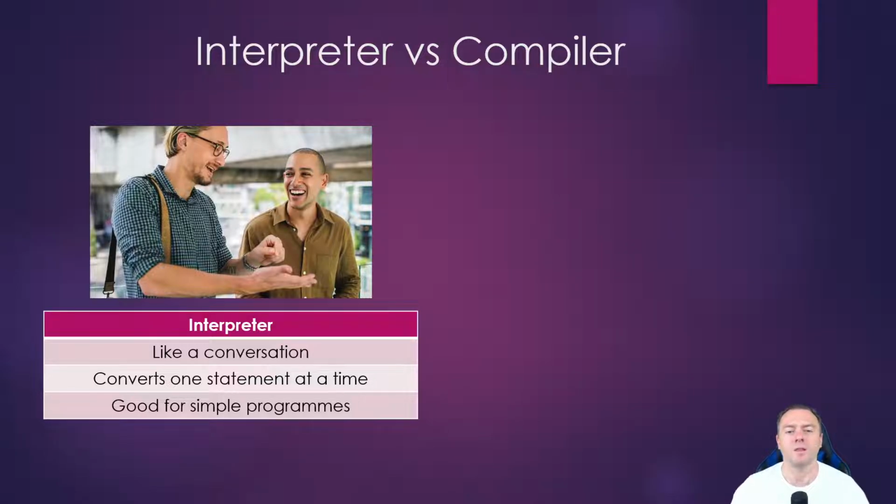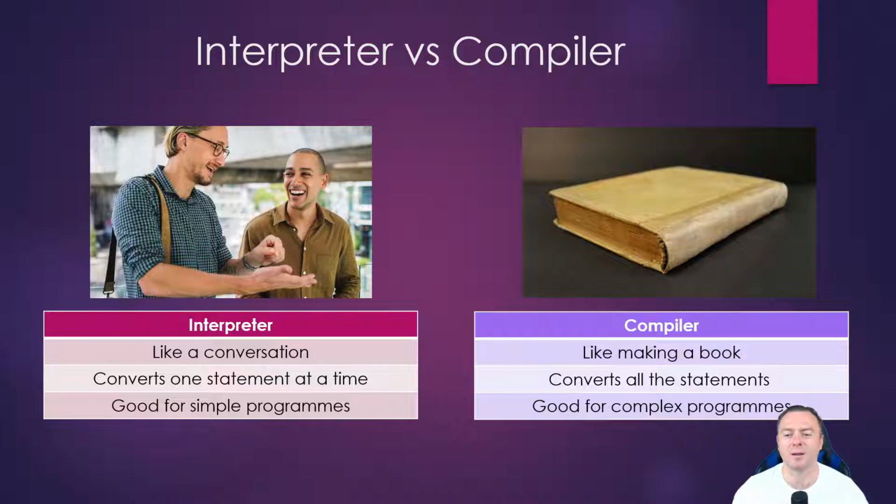The different version of it is a compiler. Compiling is like making a book. Instead of going one statement at a time and converting it, it takes all of the statements we've written in our programming language and converts them all in one go. This is better for more complex programs. So an interpreter is great if we want to do fast, simple programs, whereas a compiler is better for more complex ones. My question to you then is, what does Python run on? Does it run on an interpreter or a compiler?